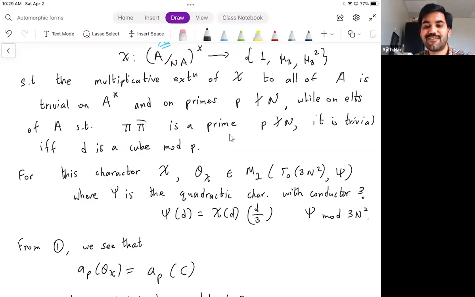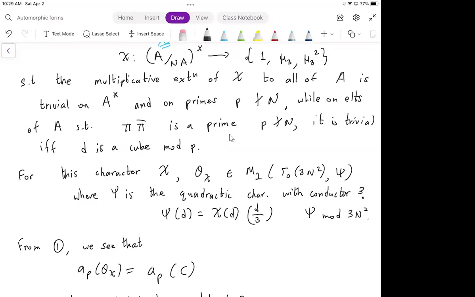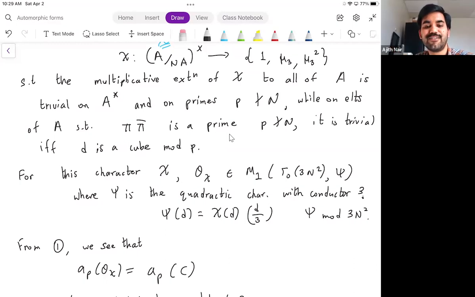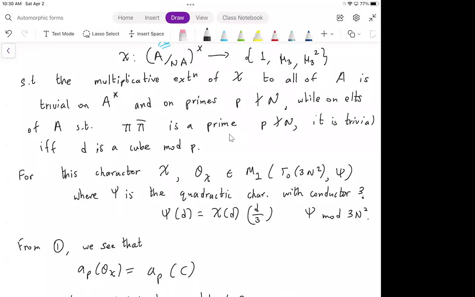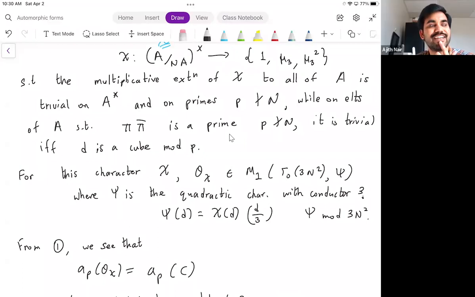I think if all Fourier coefficients are equal, then by uniqueness they agree. Right, maybe because of the multiplicative property of the Fourier coefficients. Yeah, I guess that might be true. Is that what you were trying to say? Yeah, having equality for prime Fourier coefficients is enough. Right. Yeah, I didn't think of that.